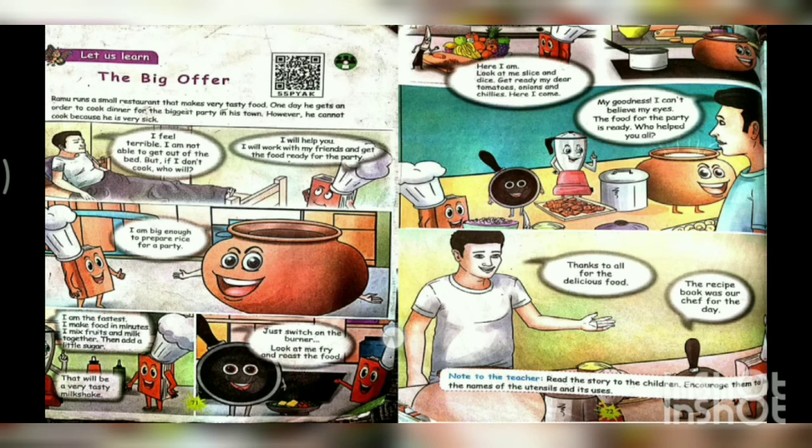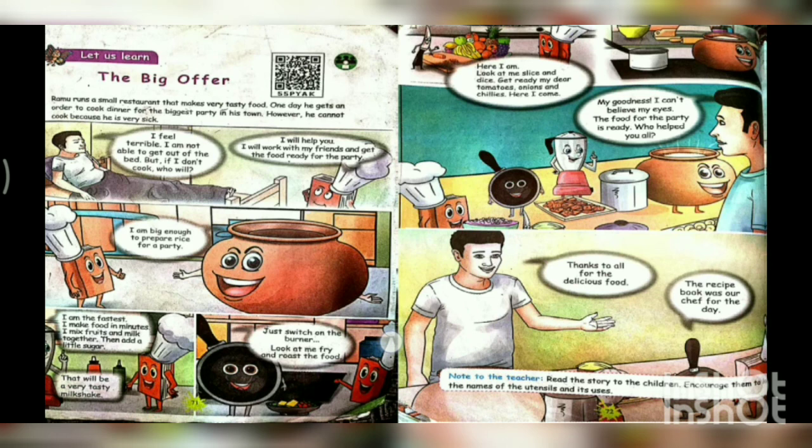And when the chef comes out, he can't believe, he is taken by surprise. He says, my goodness, I can't believe my eyes. The food for the party is ready. Who helped you all? And they said, no, we worked together as a team. And can you guess who was our chef today? It was the recipe book. The recipe book was our chef for the day. And the owner was very happy. He said, thank you to all for the delicious food you have prepared.